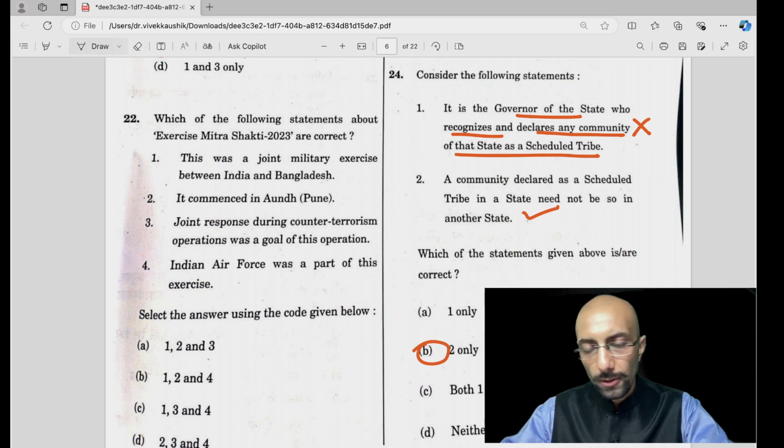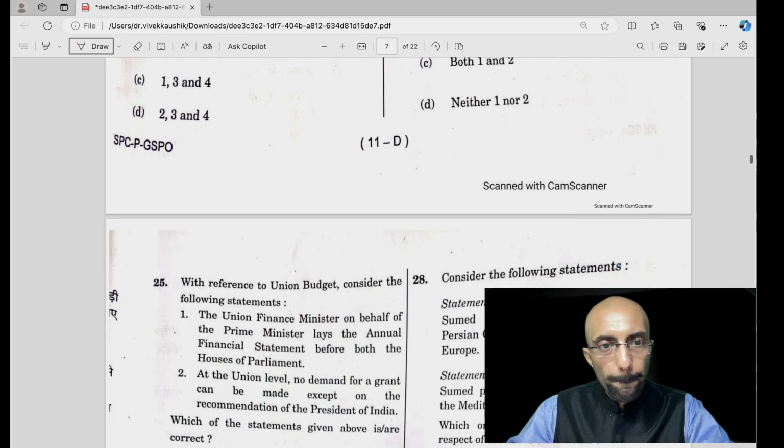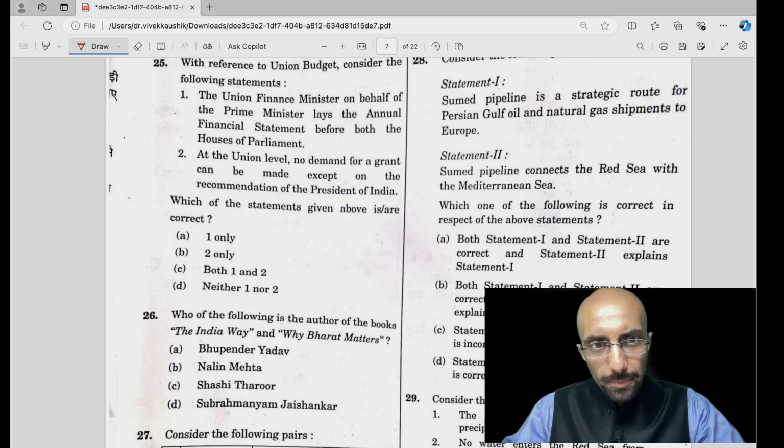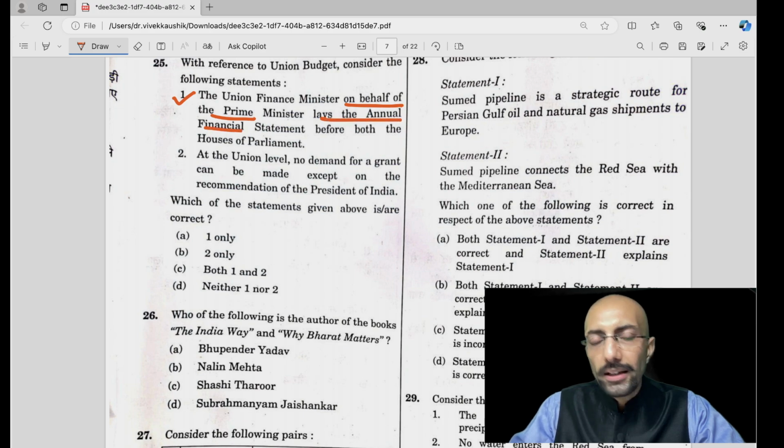Next, 25th question. Okay, so in this question, the first statement is slightly confusing. The Union Finance Minister on behalf of Prime Minister lays the annual financial statement.